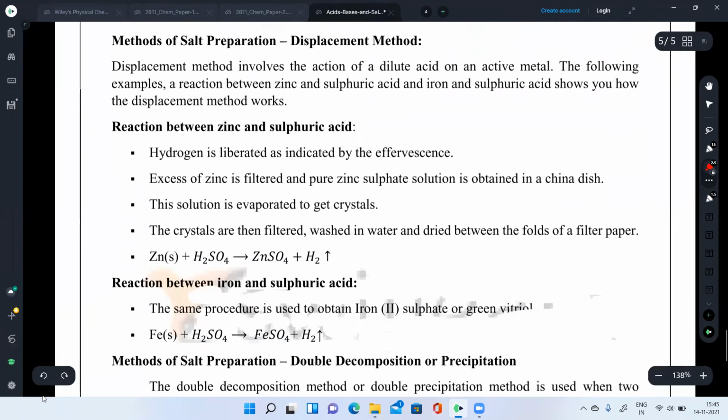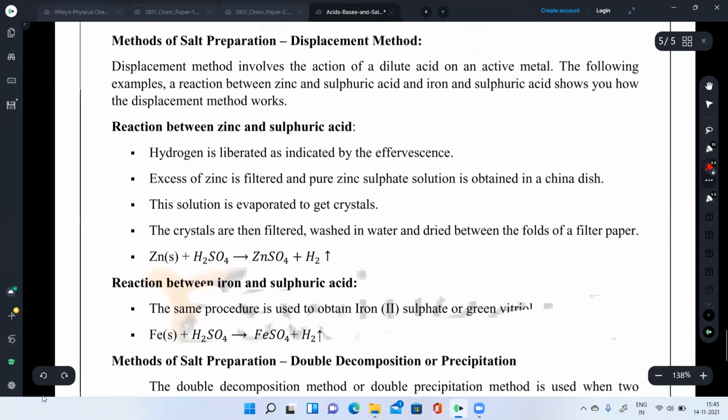First method was direct combination. Second method was neutralization, and the third method is the displacement method. A similar example is taken here. Iron reacts with H2SO4. The iron will replace the hydrogen and form FeSO4 plus H2. FeSO4 is a salt. So by displacement, you can also form salt. Now the another method of salt preparation is double decomposition or precipitation. You can say precipitation reaction.